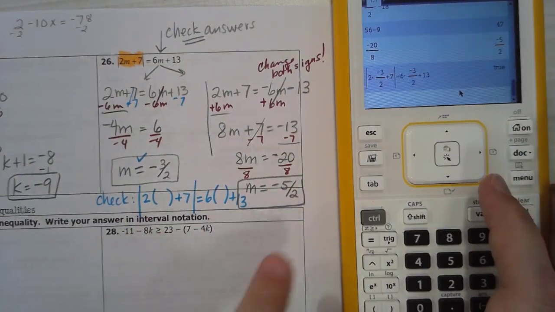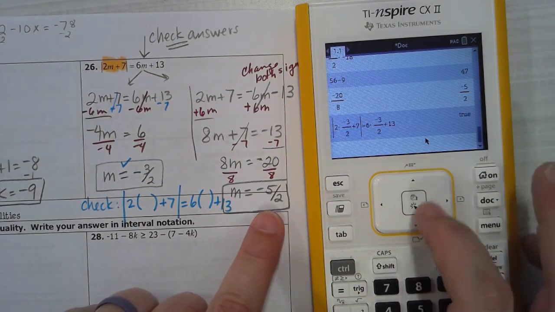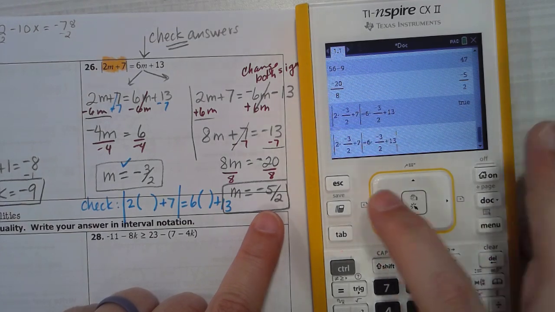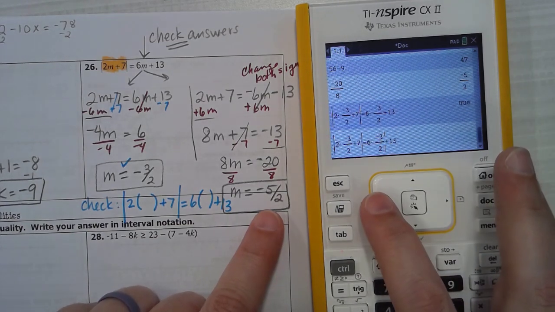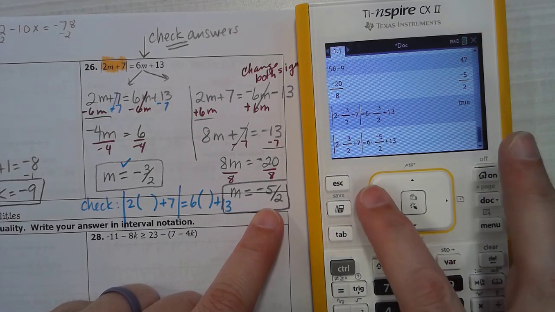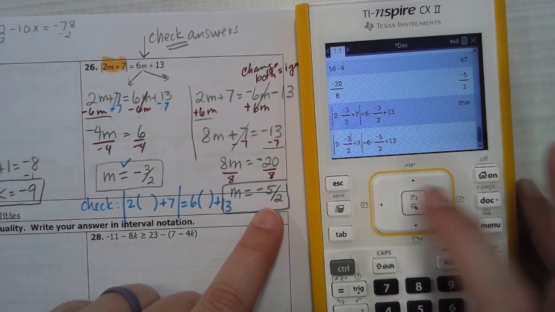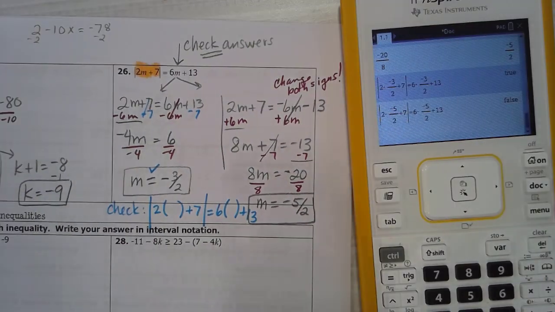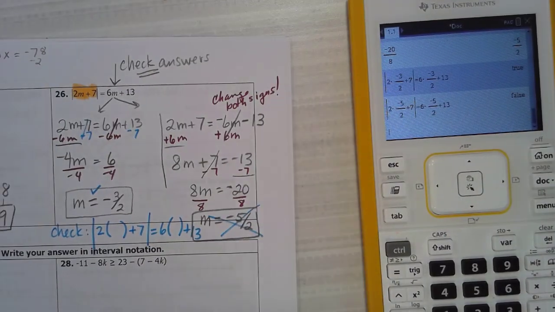Then we're going to do the same thing. We're going to change it to negative 5 over 2. So you can retype it, or you can just arrow up here and hit enter. And I'm going to go back and change the negative 3 to a negative 5. And everything else stays the same. That is false. So then we cross out that answer because that's no bueno.